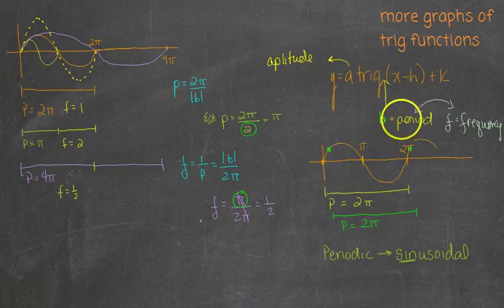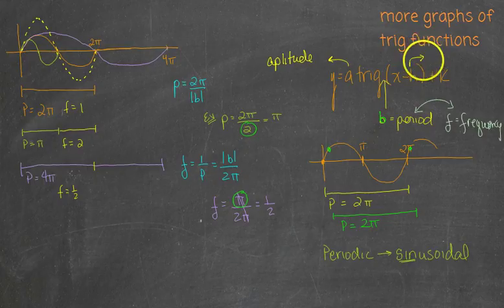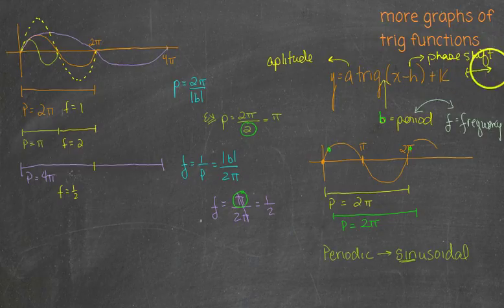B is the period, so you don't need that. And then H, in this case now, H is the phase shift. It does the same thing. It tells the graph to move back and forth along the horizontal axis, but we call it phase shift when we're talking about trig functions.